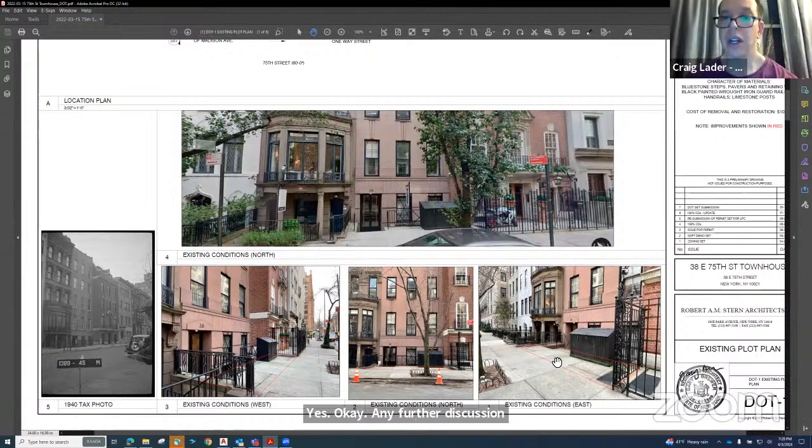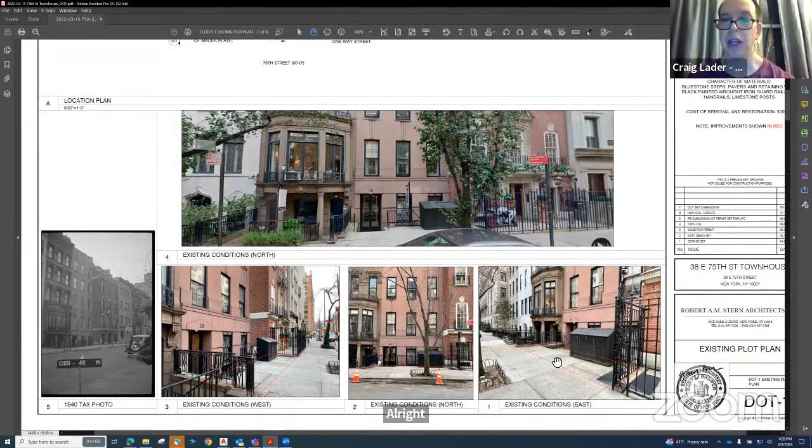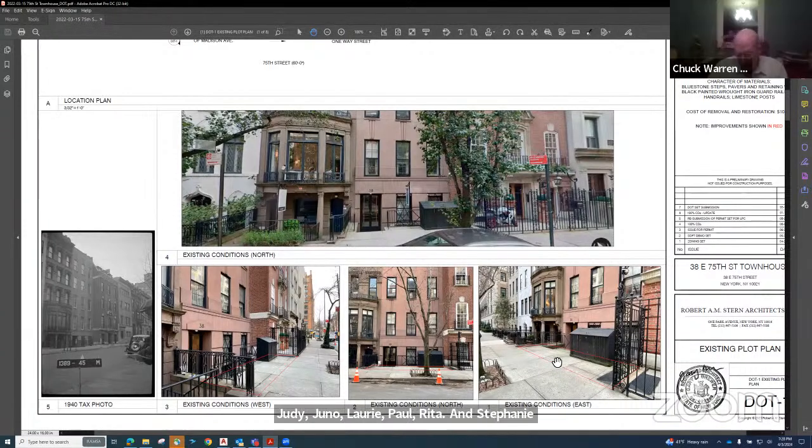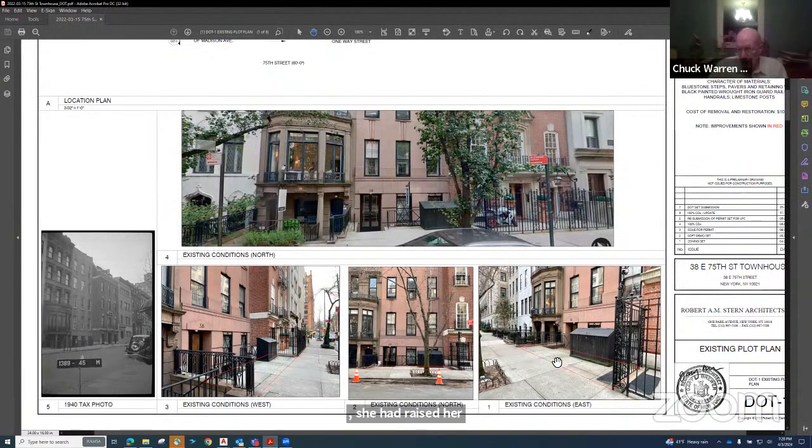Okay. All right, I'll read the roll. It's myself, Chuck, Abraham, Alita, Anthony, Cos, John McClement, Judy, Juno, Lori, Paul, Rita, and Stephanie. Okay, is everybody there? Did we miss anyone? Sahar also. She had raised her hand, so she moved up. Okay. If you're in favor, you don't have to do anything. All those wanting to vote no or abstaining or for any other reason not voting for cause, please raise your hand.